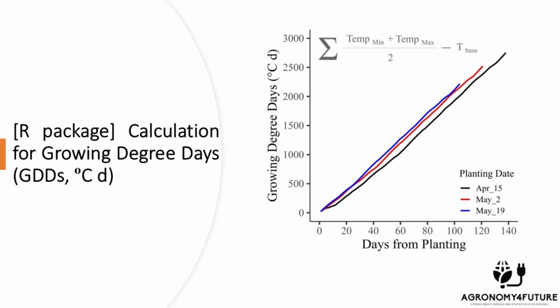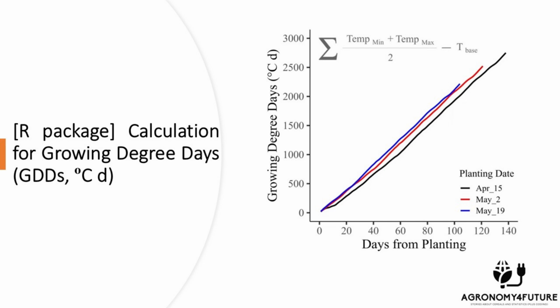Growing degree days are a measure of heat accumulation used to predict crop development rates, such as the growth of crops. The growing degree days are calculated to provide a simple model to estimate the growth and development of plants, especially crops, based on the daily temperature.